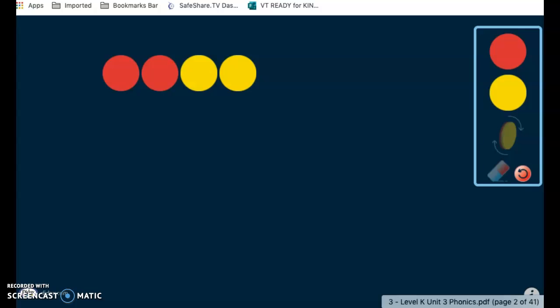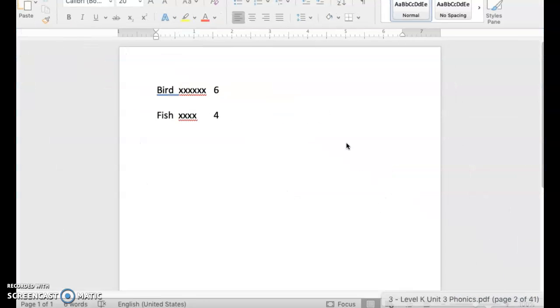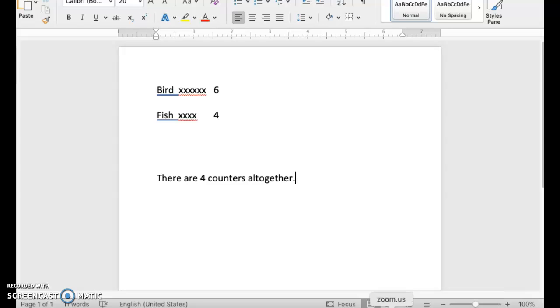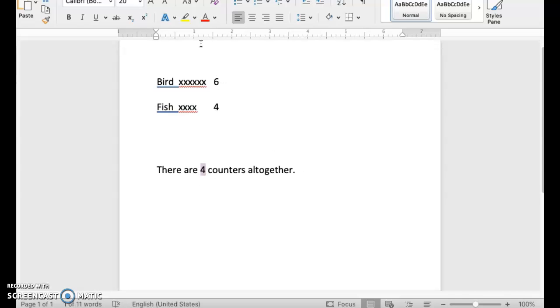So we went to our worksheet and we wrote a 4 on the line. So it will say there are 4 counters together. Okay, so you're going to fill in the number, which would be the 4. Okay, I'll highlight that for you here.